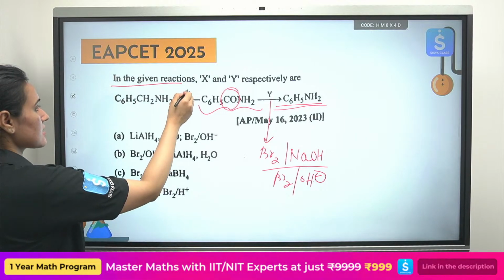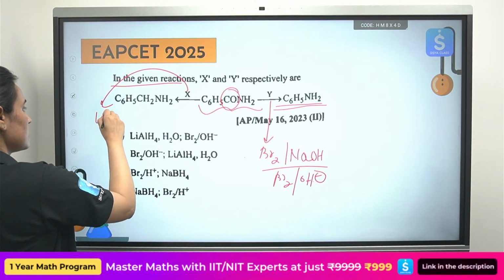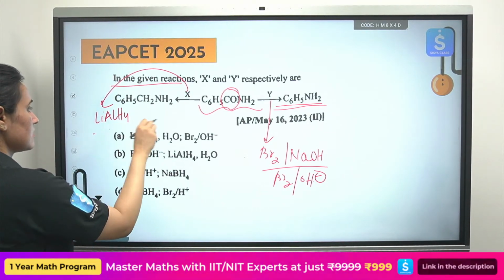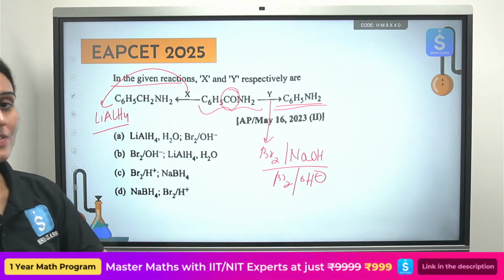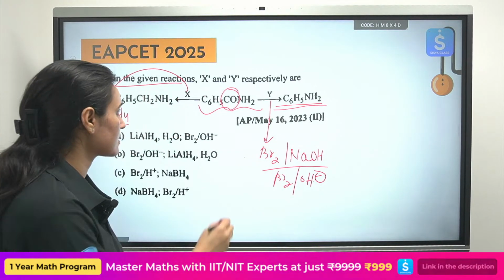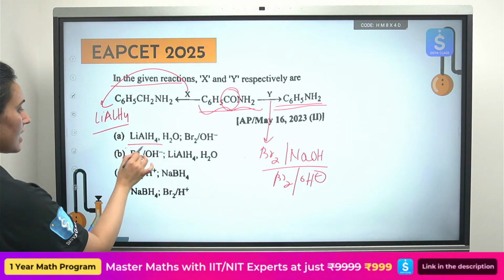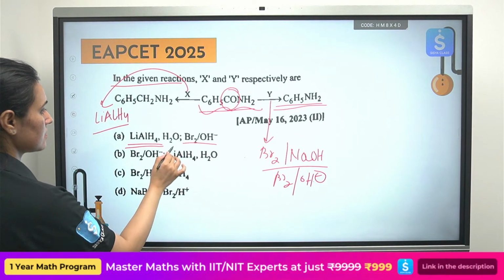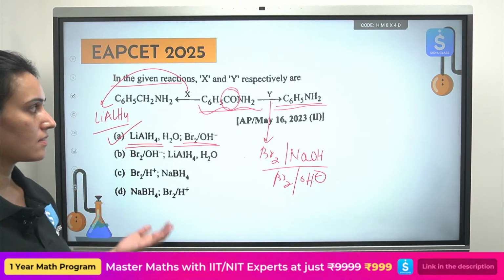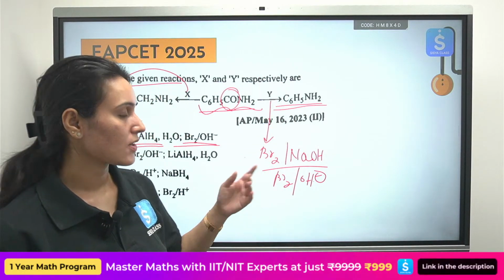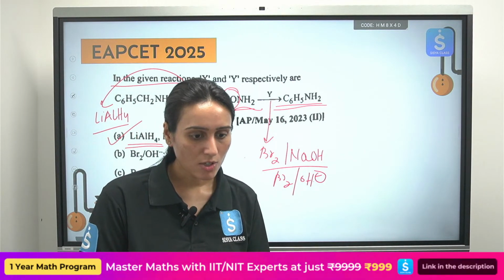And what is this X? Reduction in which you have same number of carbon atoms as this. Okay, so what is X? Lithium aluminium hydride. And what is Y? And you are done. Okay, so this is how you can answer this question. All right, so I hope this part is clear.